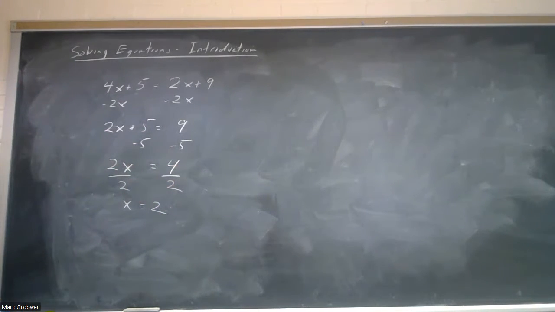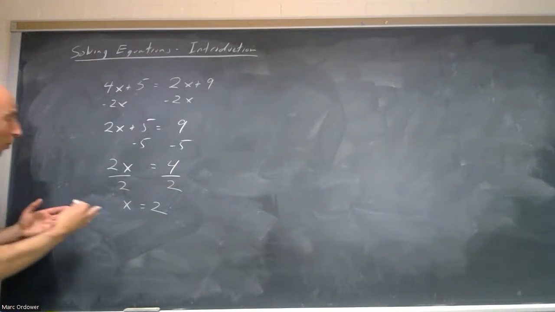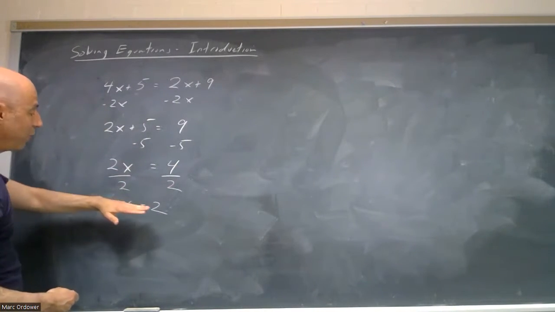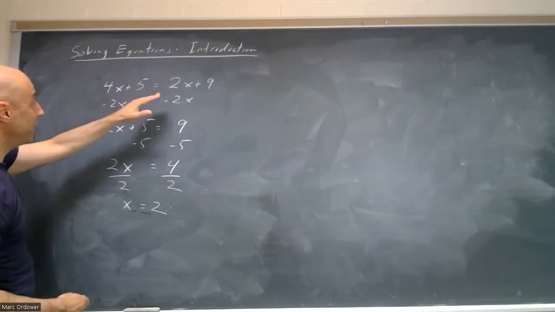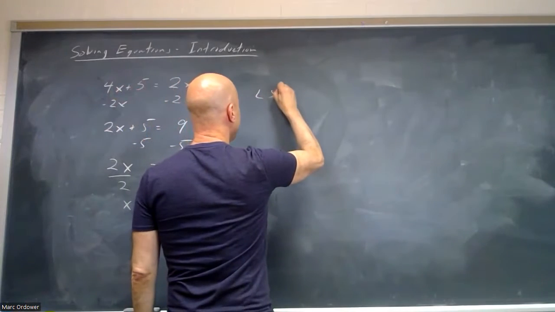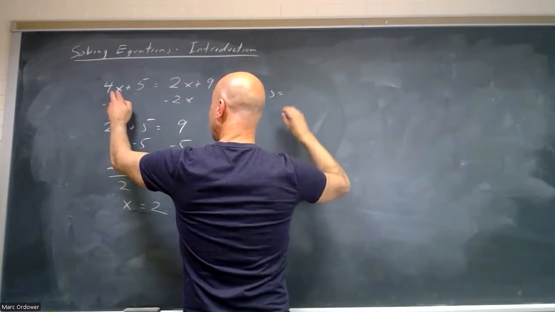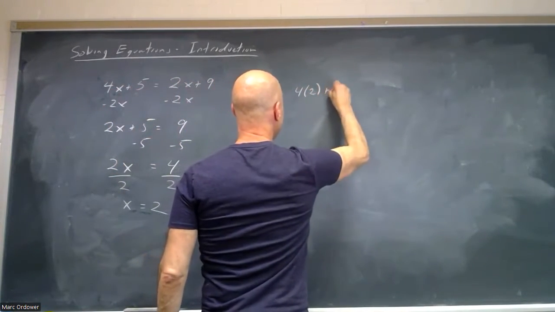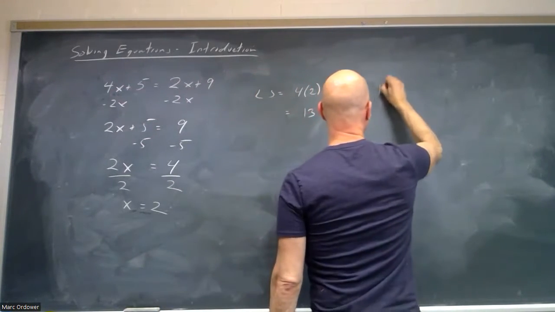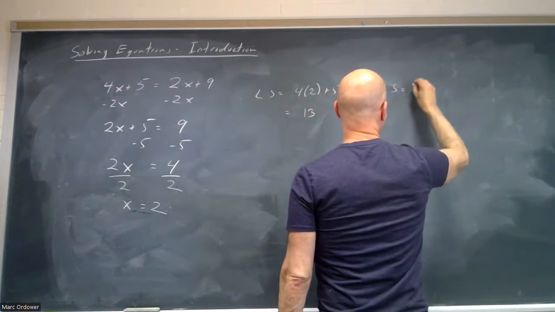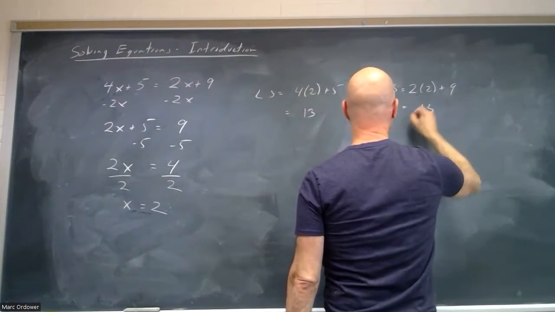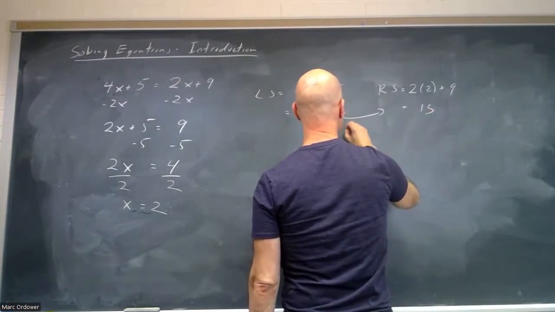Whether we put a box around it or not is immaterial. The point is, this is a solution to this original equation, which means if we plug this number in, the left side and the right side should agree. Let's just go ahead and double check. So the left side, if we plug in x equals 2, we'll put a 2 in here. So 4 times 2 plus 5, and that equals 8 plus 5, which is 13. And the right side, we end up with 2 times 2 plus 9, that's 4 plus 9. Again, that's 13. Notice that the left side equals the right side.